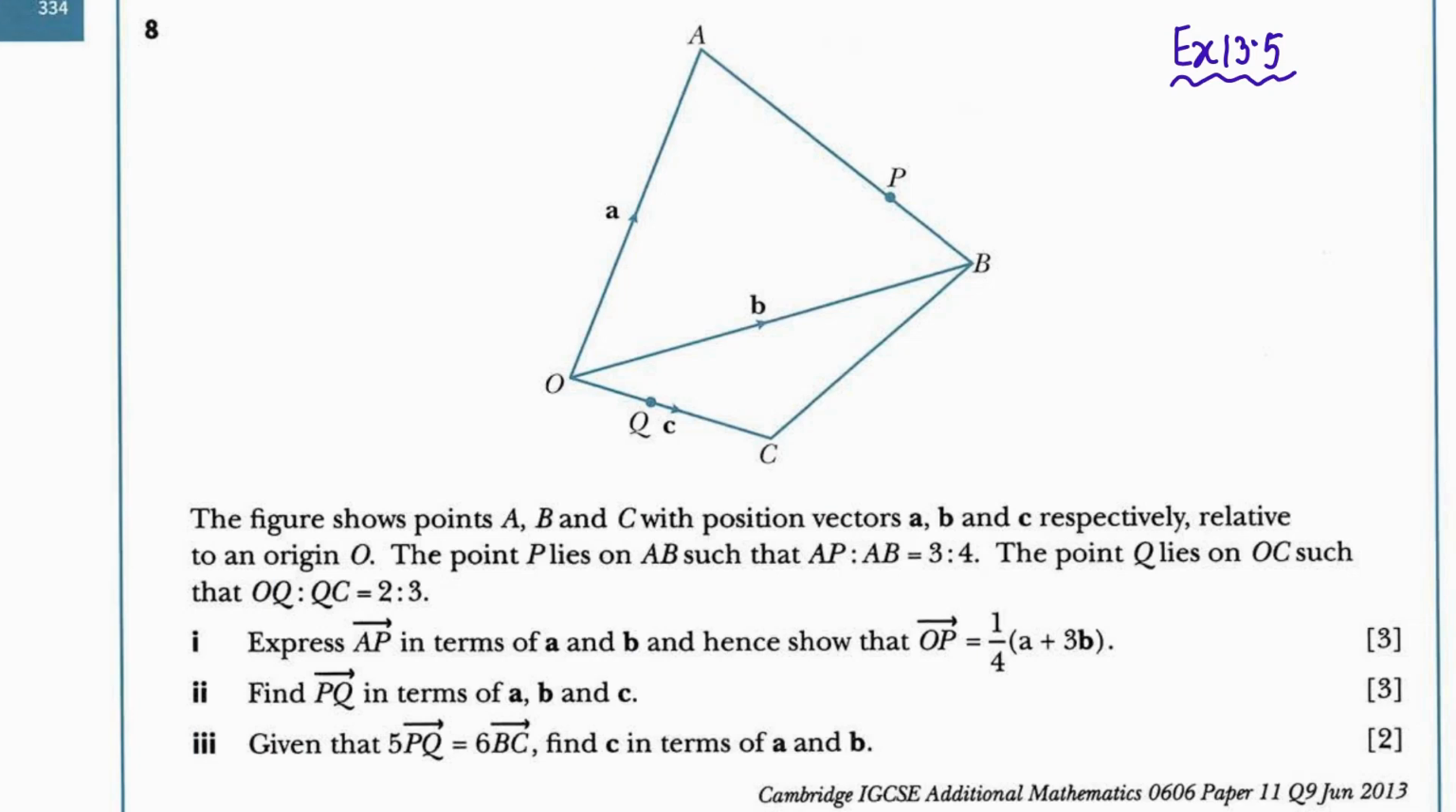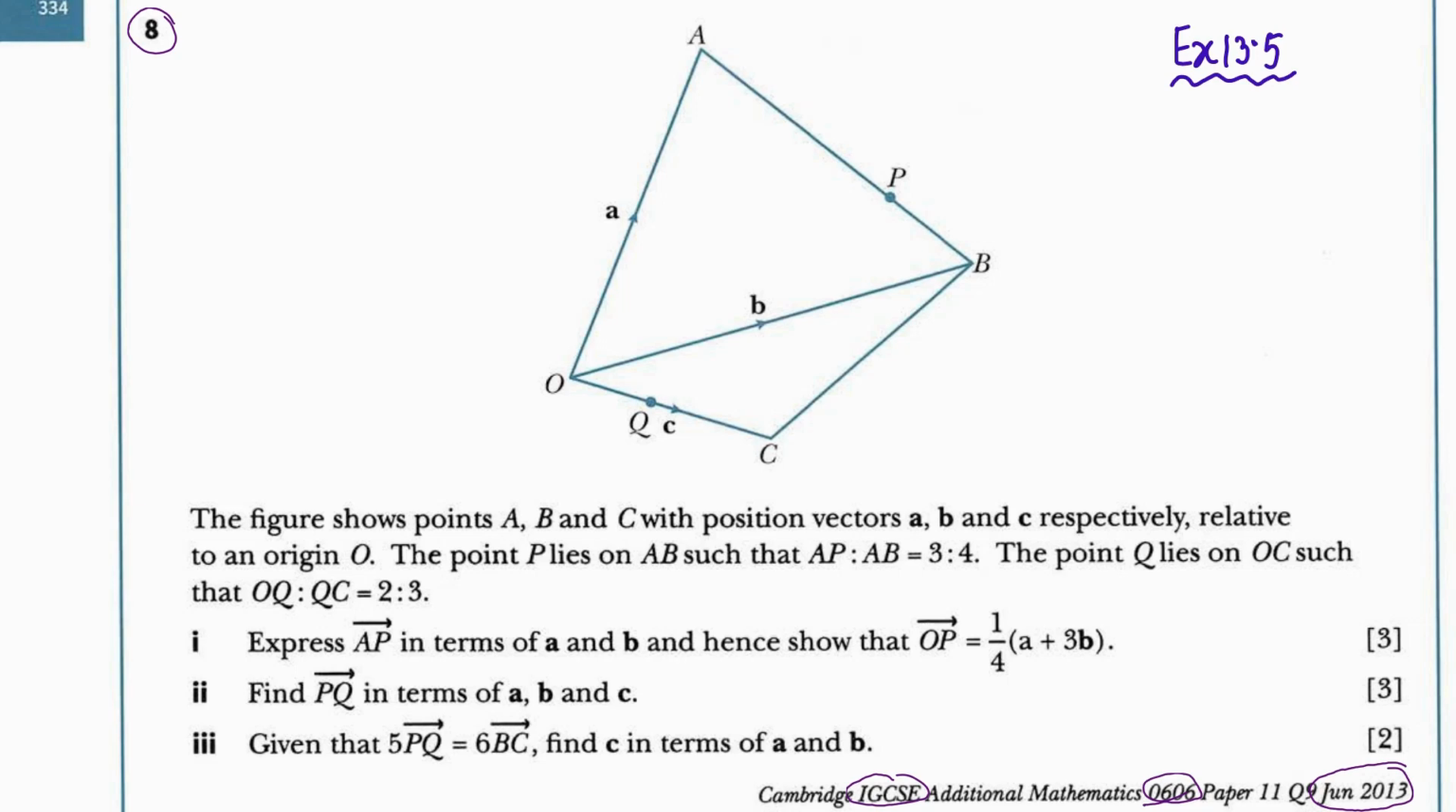So in this video we are going to solve question number 8 from exercise 13.5. It's from the Cambridge Additional Mathematics book, and it's also a board exam question. It came in June 2013, and the paper is 0606 Cambridge Additional Mathematics from IGCSE. The question is written here, and there is also a diagram provided.